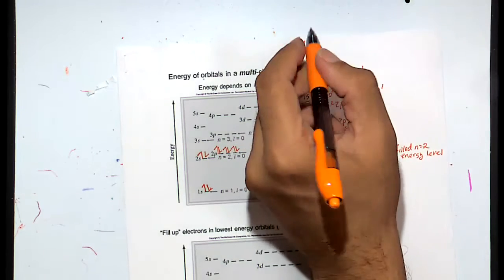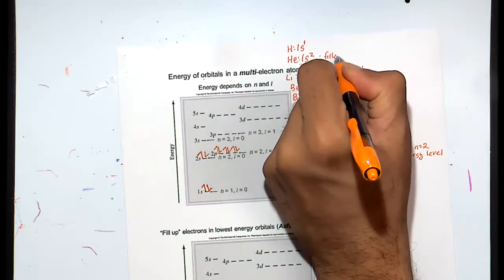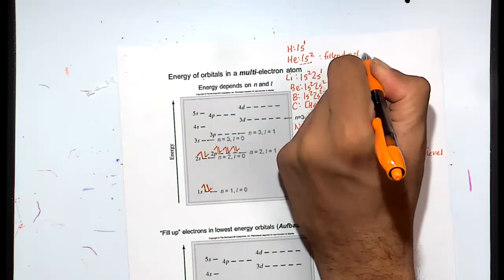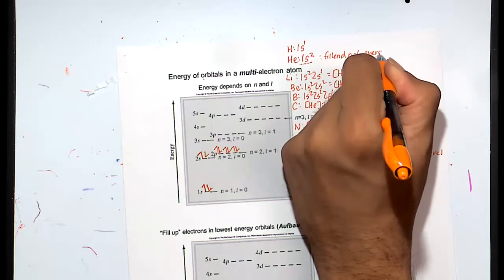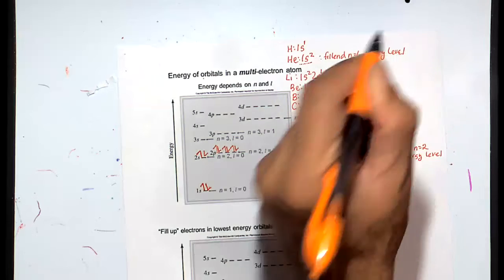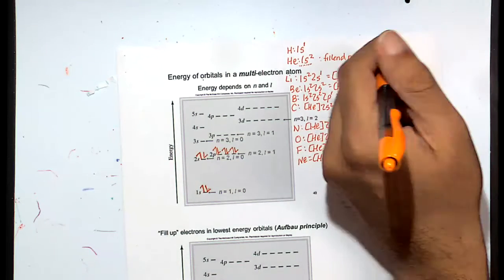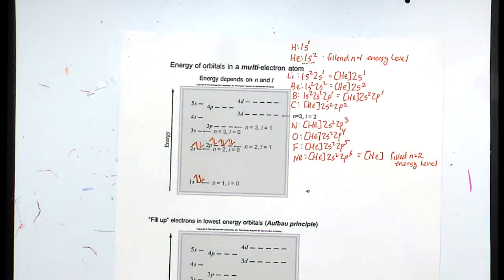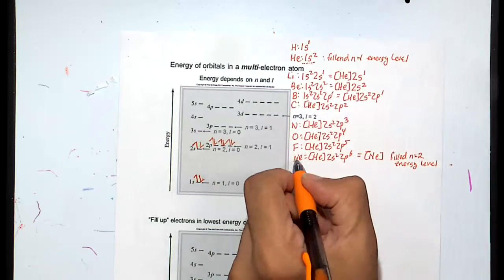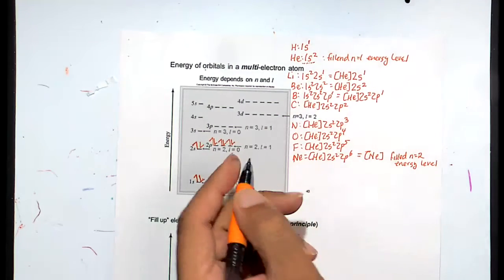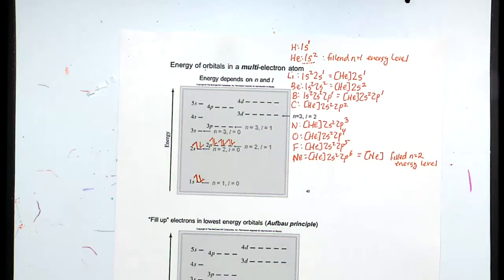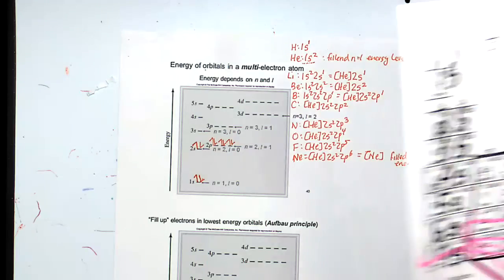Okay, same thing with helium, filled n equals 1 energy level. Okay, you've actually filled the whole shell, right? You filled all of the s and p orbitals of energy level 1 for helium. Neon, you filled all the shells s and p of n equals 2. Okay, so that's why these are noble gases. Okay, shall we continue on?